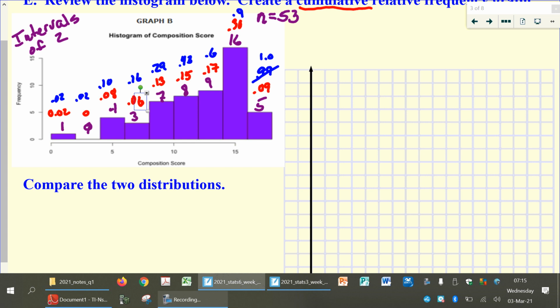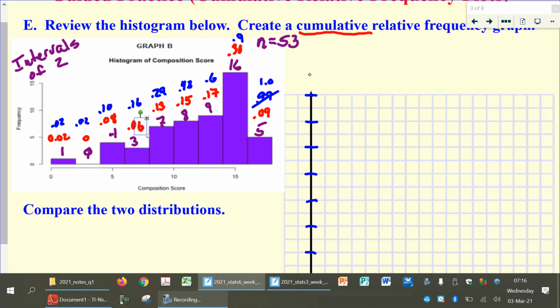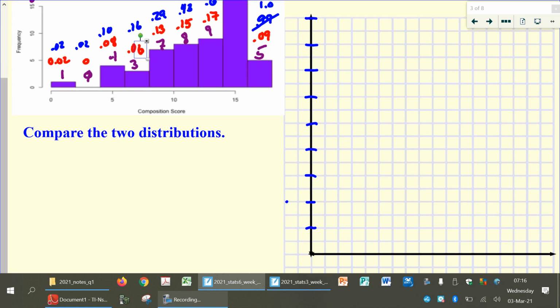All right, so now we're going to plot. So 1, 2, 3, 4, 5, 6, 7, 8, 9. I made my graph a little too small, so we'll just go ahead and plot 10 right here. These are relative frequencies, so we're going to be counting by 0.1. So in my usual case, I'm just going to label every other.